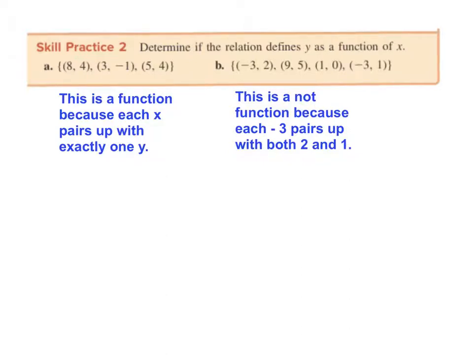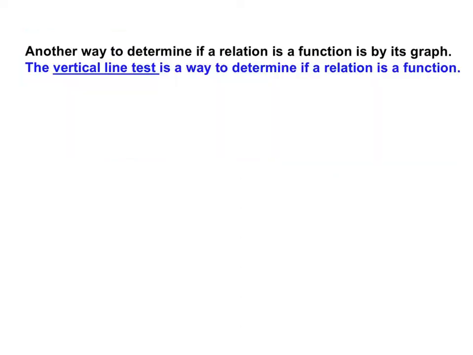Questions? Right. There are other ways to determine if relations are functions, and we can look at the graph. You've looked at the vertical line test before. Okay. And the vertical line test is just a graphic way of seeing if there's an x that goes to more than one y.